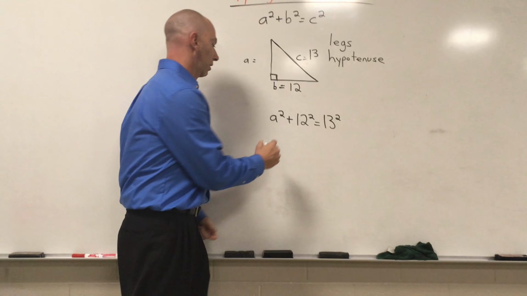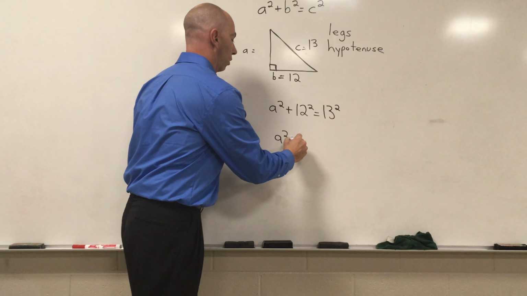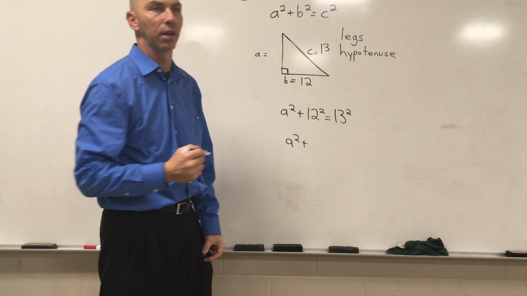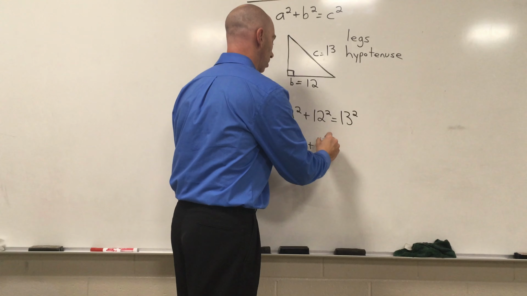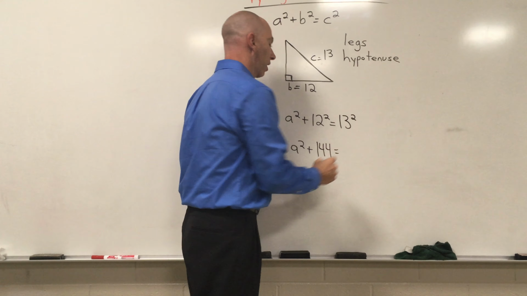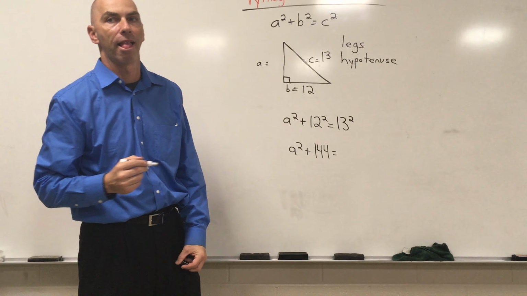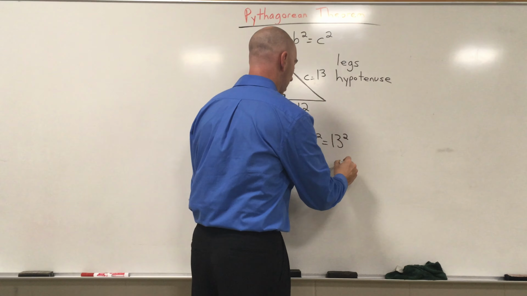Go ahead and do the math. A squared just comes down. What is 12 squared? 144. What about 13 squared? 169.